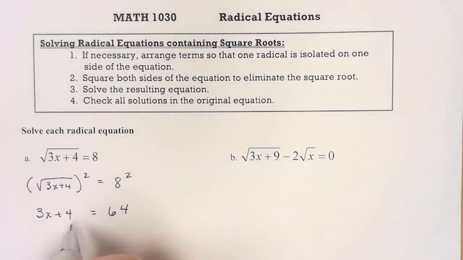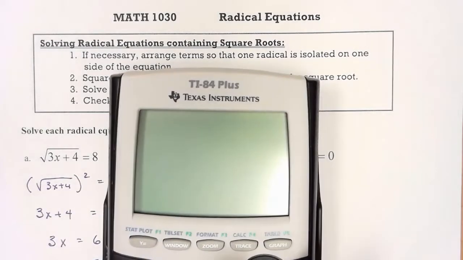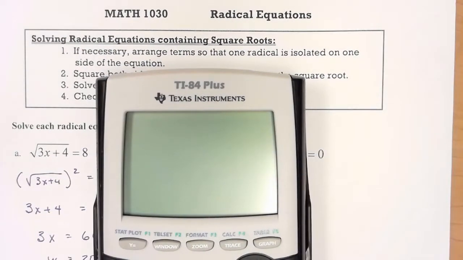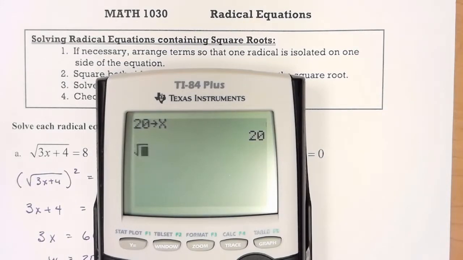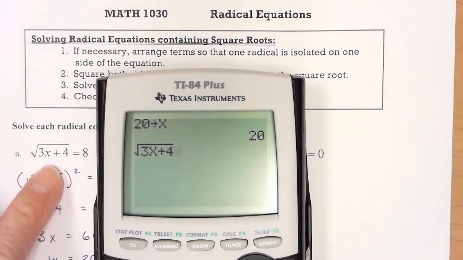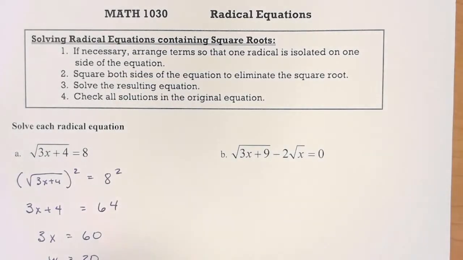Now I have to solve the resulting equation. This is a linear equation, so subtract 4 from both sides. Divide by 3. So it looks like x needs to be 20. Well, let me check. 20 stored for x. Square root of 3x plus 4, which is my original part on this side, and if it comes out to be 8, then I'm happy. So that one does check.